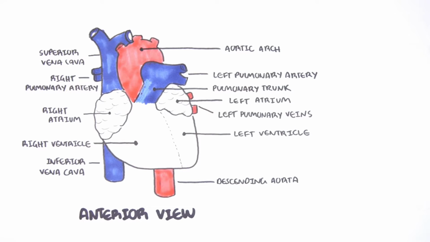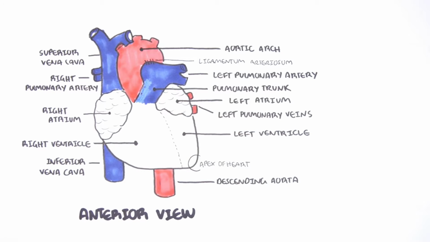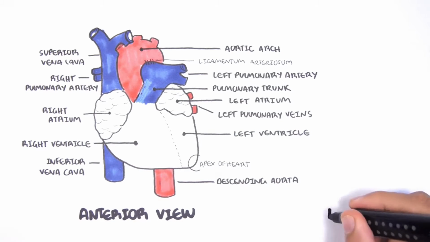Now, there's a ligament here that connects the aortic arch with the pulmonary trunk. This is the ligamentum arteriosum, which is a remnant of the patent ductus arteriosus. Here's the apex of the heart. So that was the anterior view. Let us look at the posterior view.